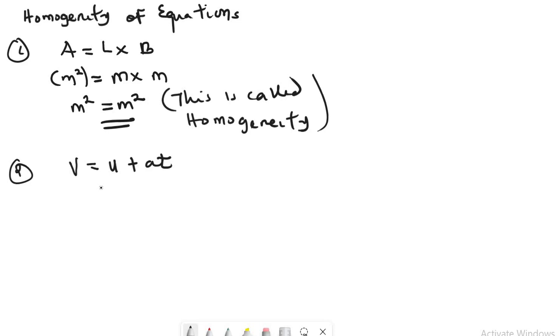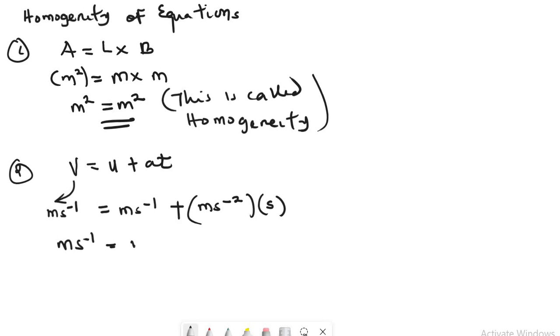Like I said, let me tell you how this one works. Velocity is measured in meter per second. Initial velocity is measured in what? Meter per second. Acceleration is measured in meter per second squared, multiplied by time, which is measured in second. At the end of the day, we have meter per second equal to meter per second plus meter per second. This one is power of 1 minus 2 plus 1, which is minus 1.